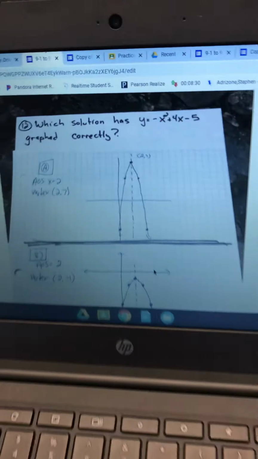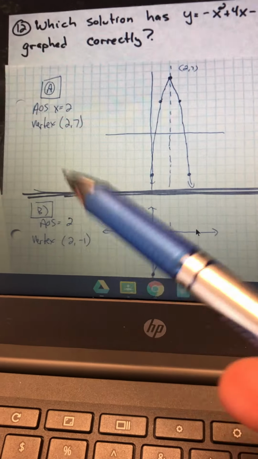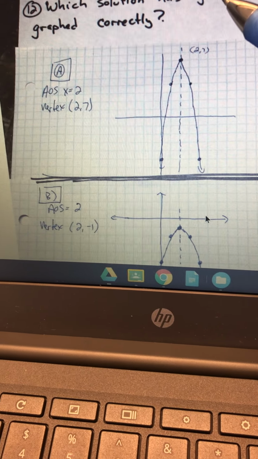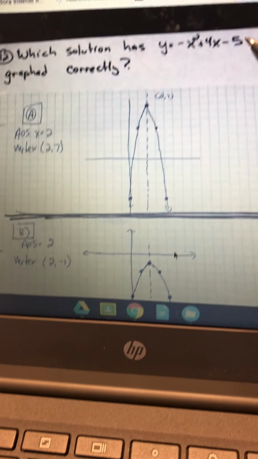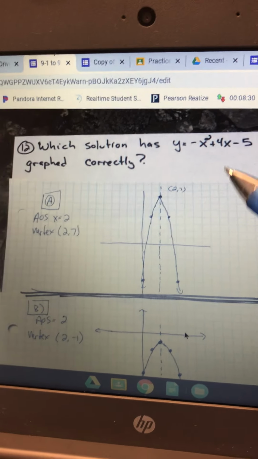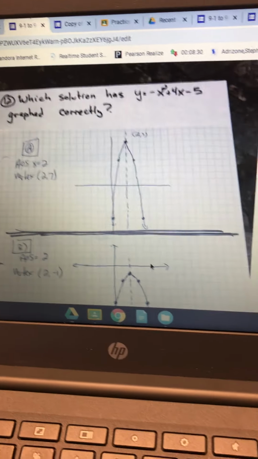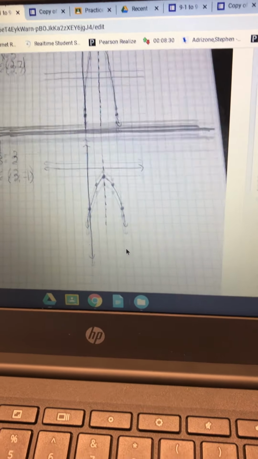If I look at my graph here, I do see that the second one has a vertex of 2, negative 1. It is opening downward, so that makes sense. My intercept, remember, this is your y-intercept, negative 5, which is down there. So without doing much, if one of these two has to be right, that looks like it is.